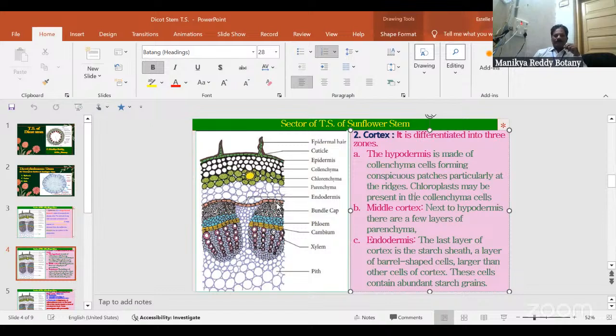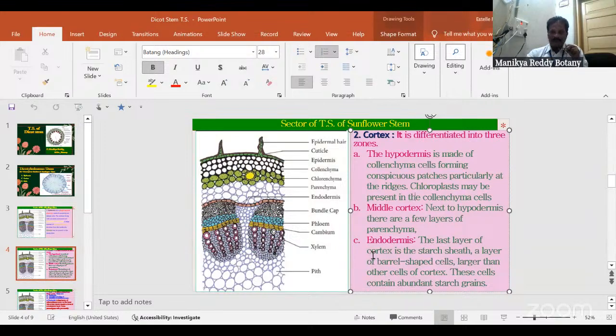Then the middle cortex. Middle cortex is made up of simple parenchymatous tissue. Sometimes in some plants, chlorenchyma may also be seen. Chlorenchyma may be seen in some plants, but that is in rare cases.